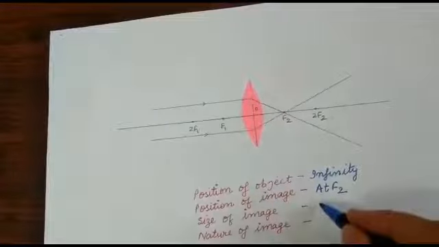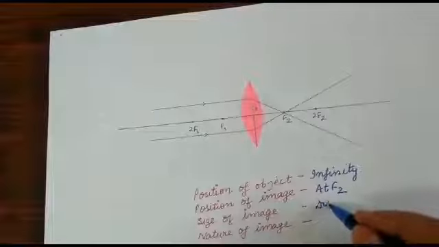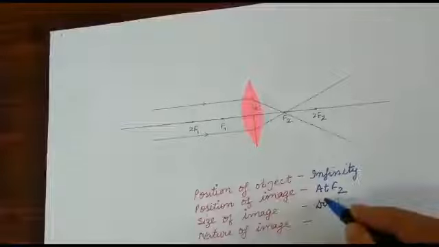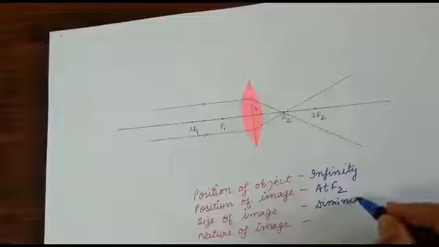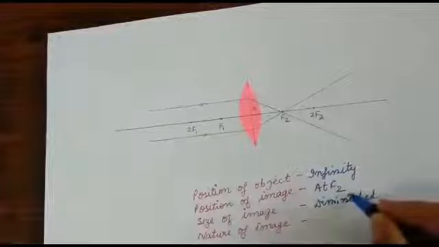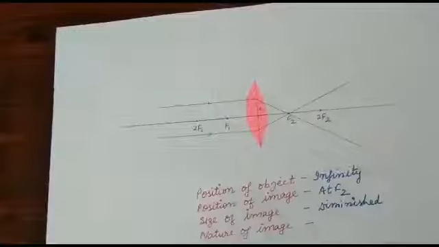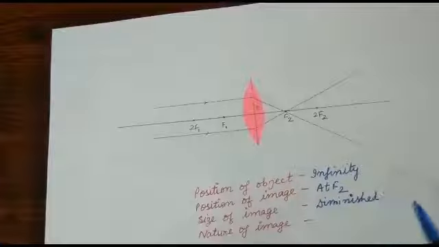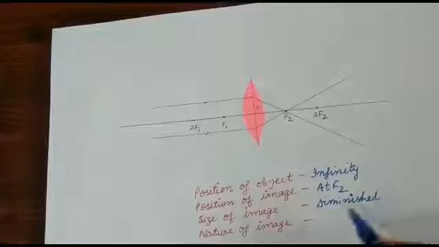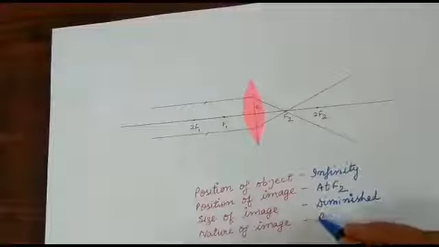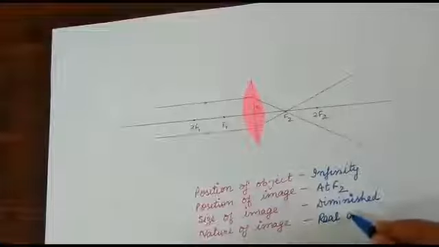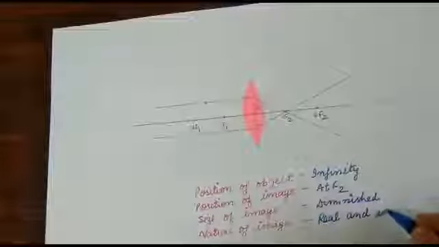Size of the image will be very small. We will say that the image is diminished, very small in size. If we compare the size of the image and the size of the object, then the size of the image is really very small. Nature of the image formed is real and inverted.